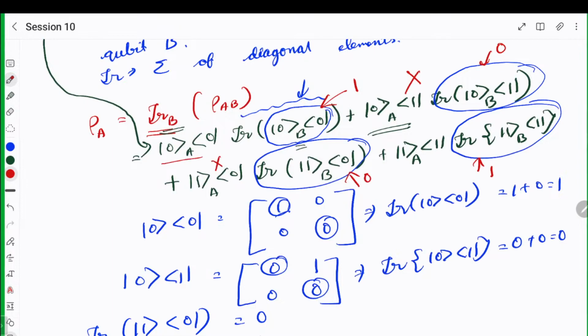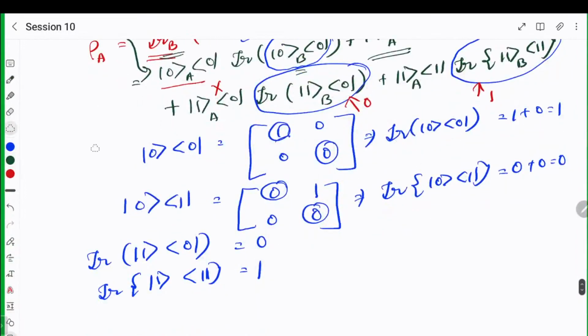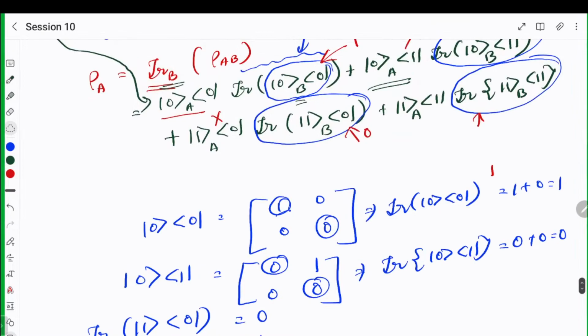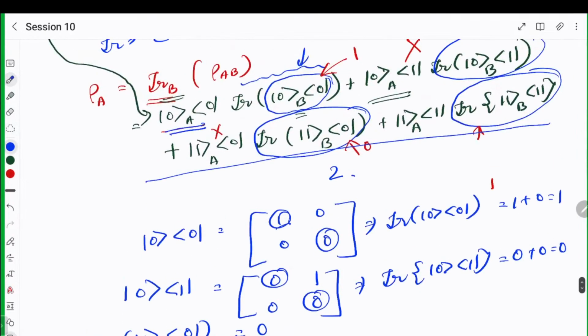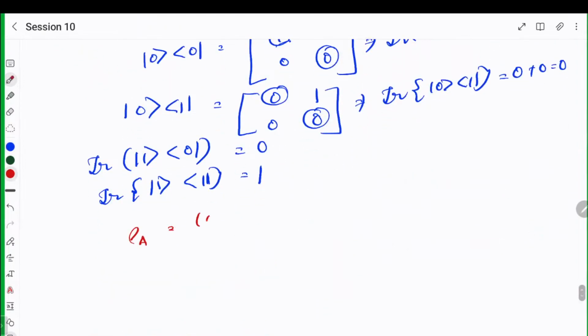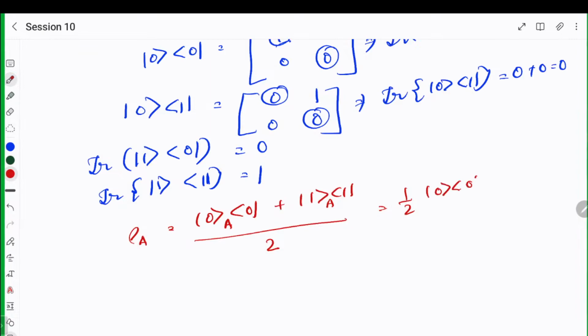And we will be left with, by the way, there was a division by 2 which I missed. So let me just add it in. Basically this would be the whole divided by 2. So we will only have the |0><0| term and the |1><1| outer product term. So rho A is just |0><0| A plus |1><1| A, divided by 2. So basically half |0><0| plus half |1><1|.